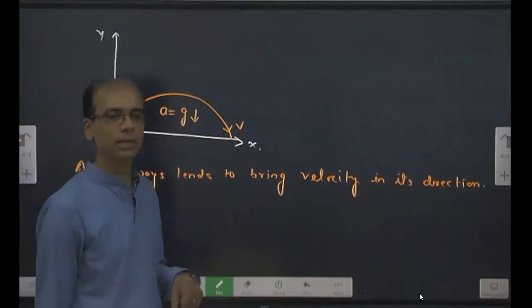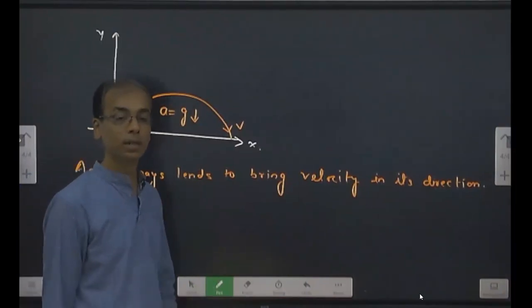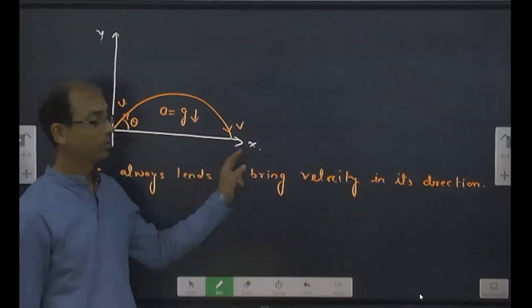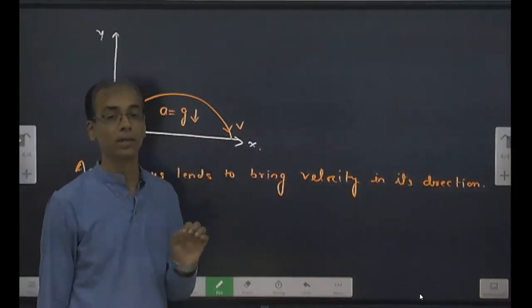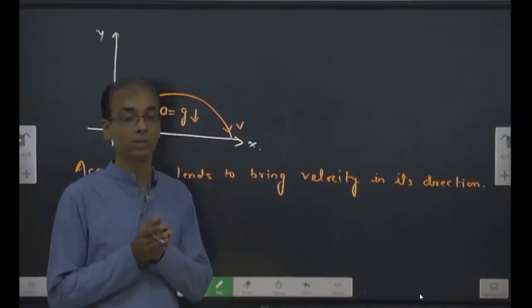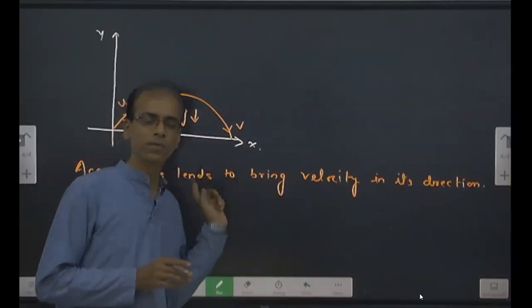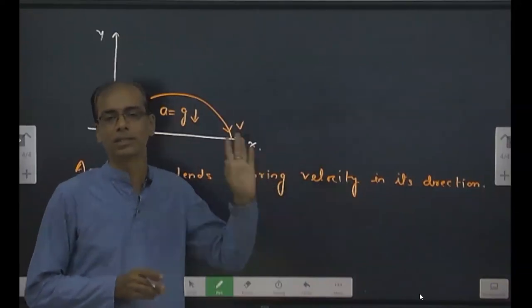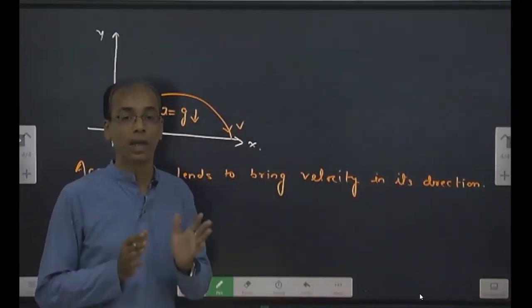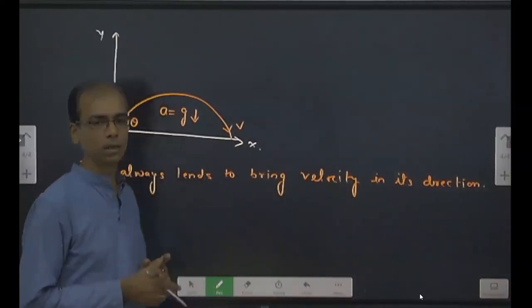So it means in this case the angle between acceleration and velocity will definitely be decreasing. From the starting point to the finishing point, the angle between acceleration and velocity must be decreasing. Why? Because if acceleration and velocity are in the same direction, the angle should be 0. Then only we can say they are in the same direction. So if acceleration wants to bring velocity in its direction, the angle between acceleration and velocity will definitely decrease in projectile. Let's see, is it decreasing?